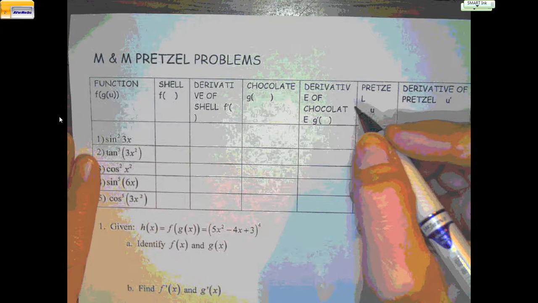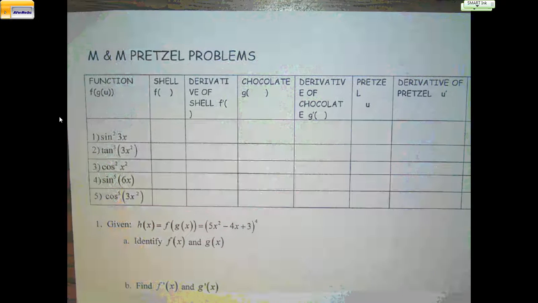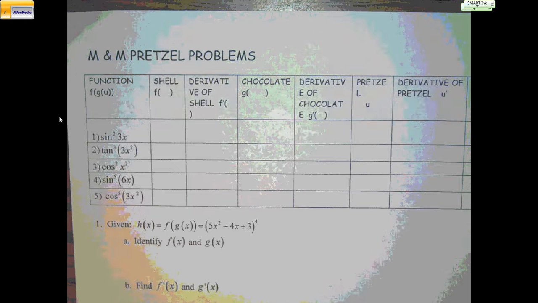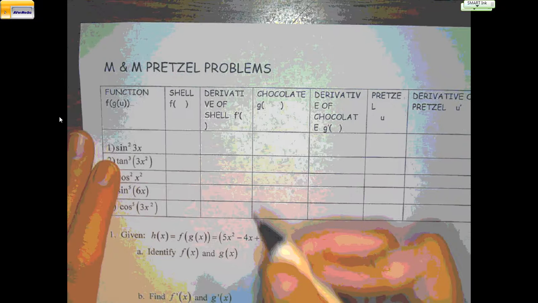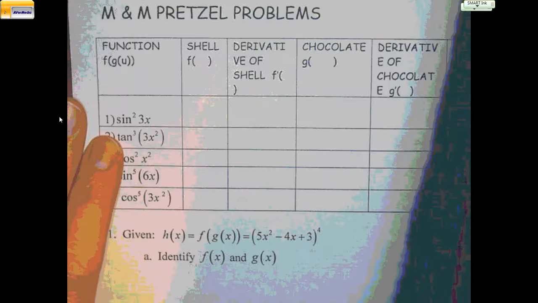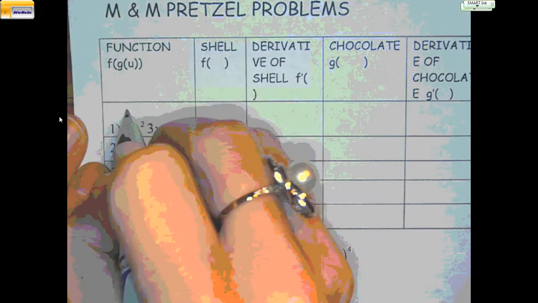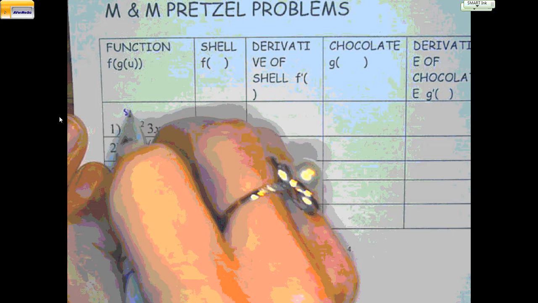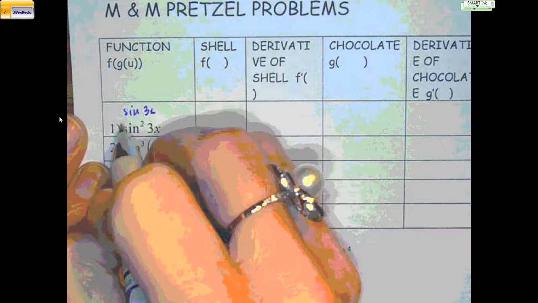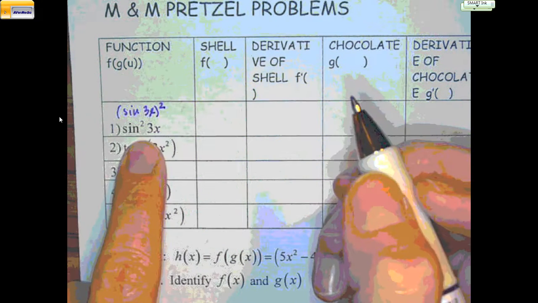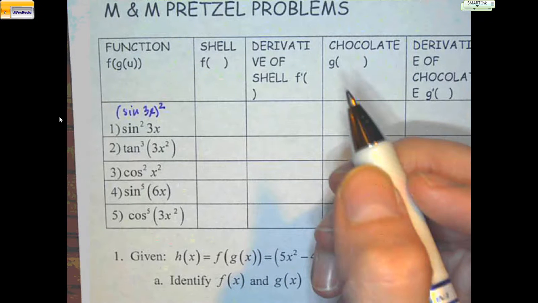You may eat the rest, and now we're going to go fill in our worksheet. Okay, so when we look at number 1, guys, for some of you, it's going to help to rewrite this so that it looks like an M&M. So we have sine of 3x, and the whole thing is being squared. That's what that little 2 in there means. The whole answer is being squared.